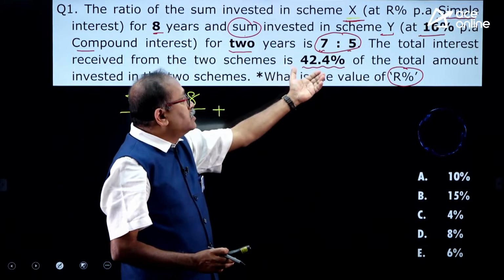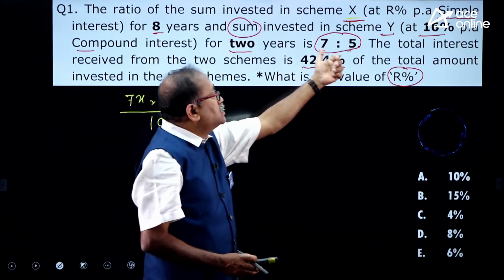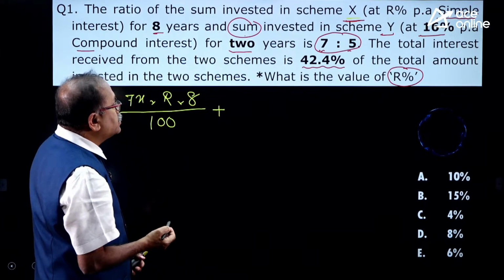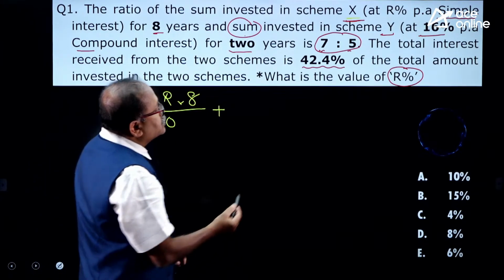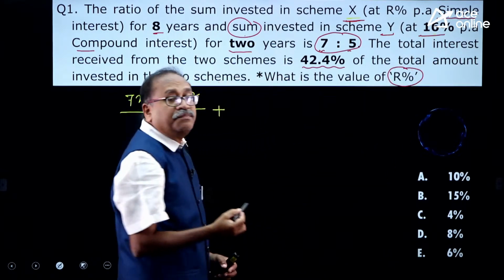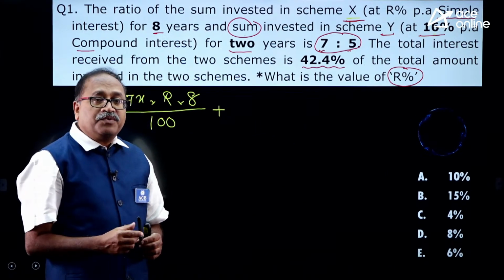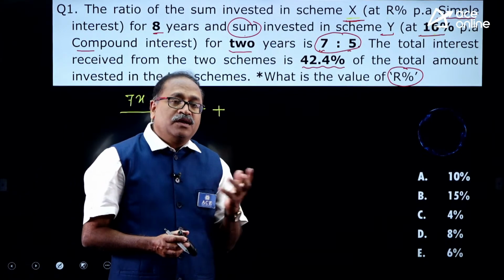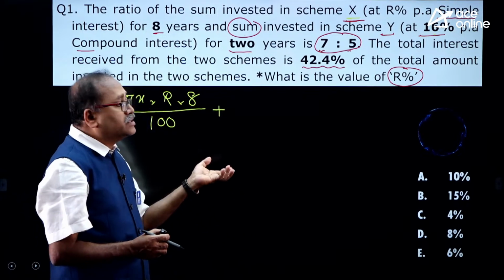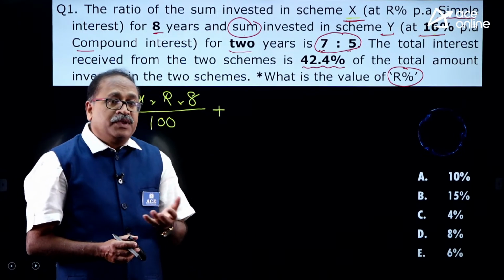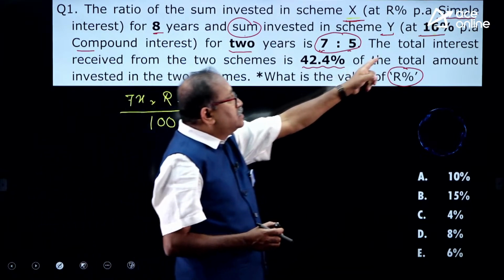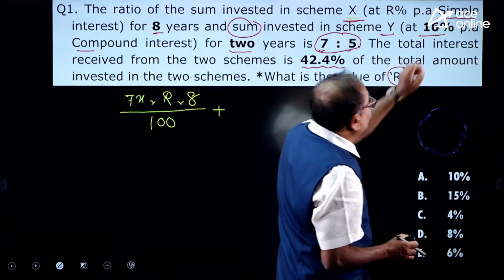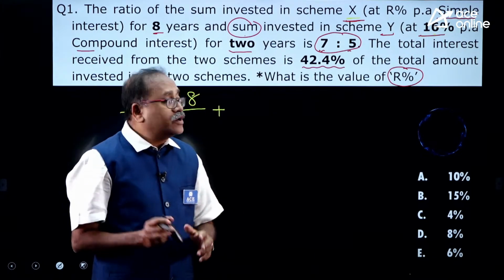Plus compound interest. Together we are getting 42.4% of 7 plus 5, 12x. So what is the compound interest over here? We have 16% per annum. In case of compound interest, for 2 years it will not be 16 into 2, 32. In the earlier class I have given the list of all the percentages which you are expected to mug up. So in case of simple interest it is 32%, but in case of compound interest it is 34.56%. So let's work out on this.